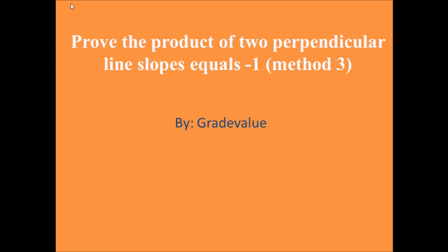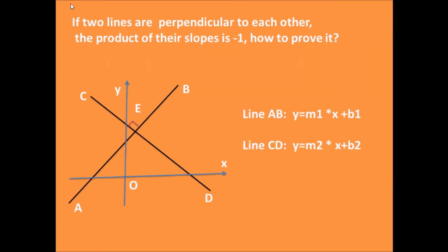Hello everyone. Today I'm going to use a different method to prove the statement that if two lines are perpendicular to each other, then the product of their slopes equals -1. Here we have two lines AB and CD. They are perpendicular to each other.